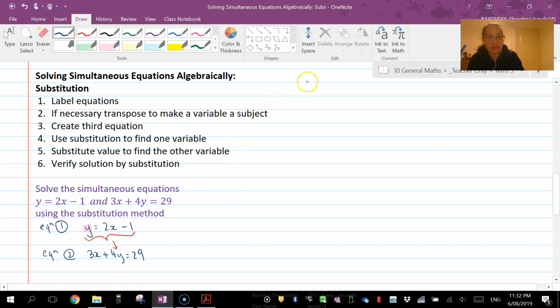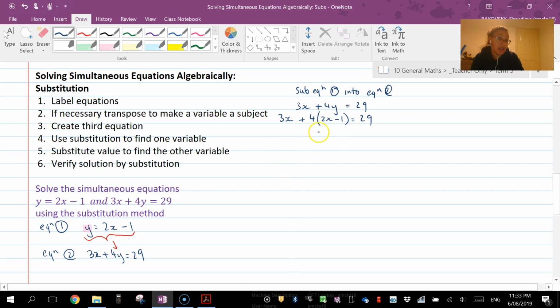So I'm going to work up here, if that's okay. We're going to sub equation 1 into equation 2. So 3x plus 4y equals 29. Where that y is, I'm going to put this in here. This is why, again, it's really important to use your brackets. So 3x plus 4 bracket, and put everything in, not just the 2x. 2x minus 1 equals 29.